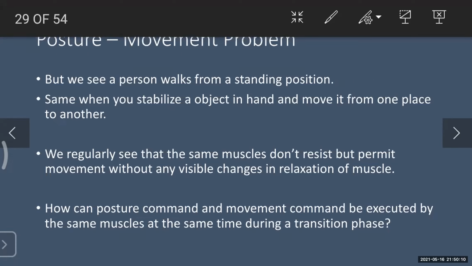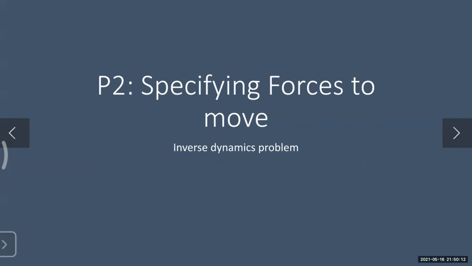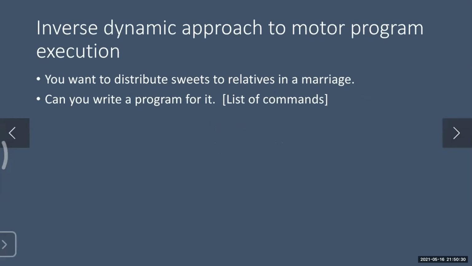Yes, sir. Right. So now we will move on to the second problem, which is specifying the forces to move. We saw that the absolute force is being specified by the brain, and absolute timing is also specified. So now let's go to the inverse dynamic approach. What is an inverse dynamic approach? Basically, say for example, you want to distribute sweets to relatives in a marriage.